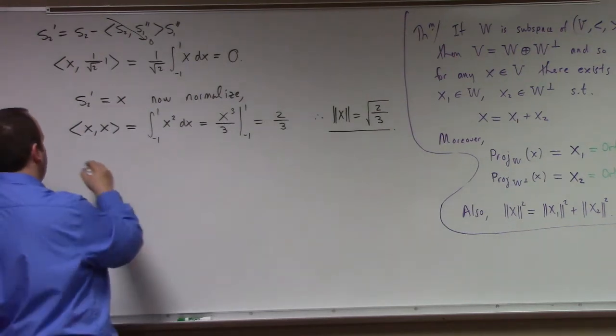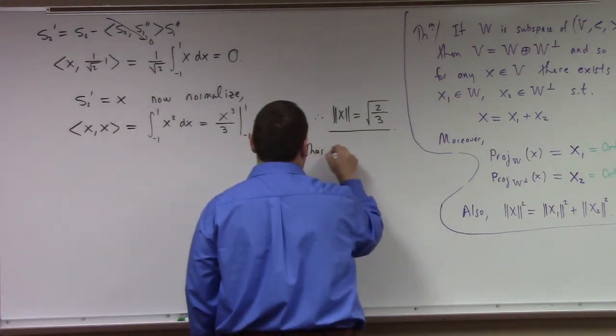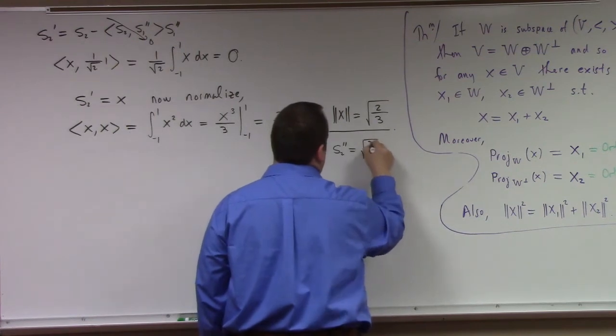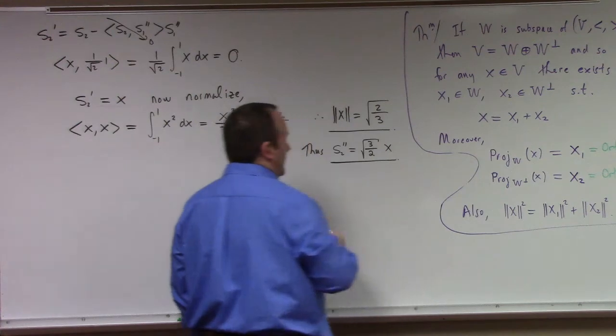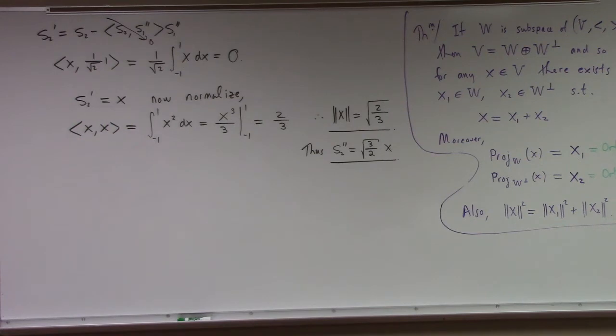Consequently, thus, my S2 prime prime is square root of 3 over 2 x. Because I have to divide by the length to normalize it, right? And dividing by square root of 2 over 3 is the same as multiplying by the square root of 3 over 2.